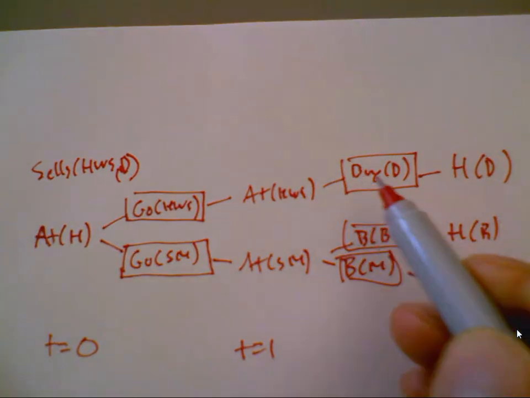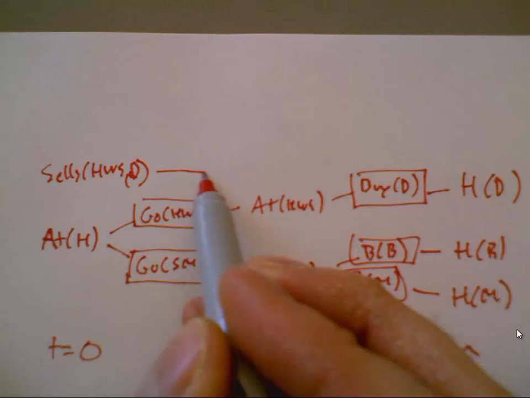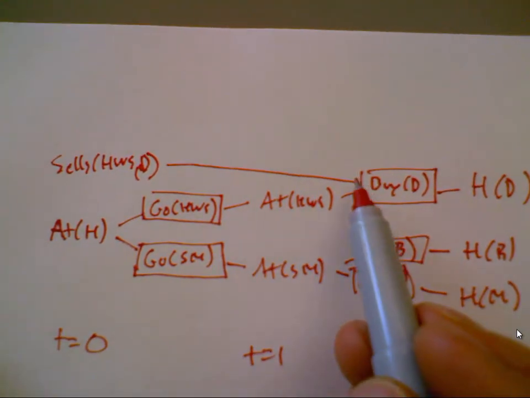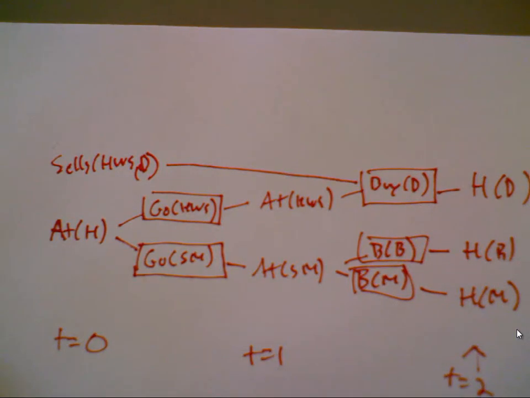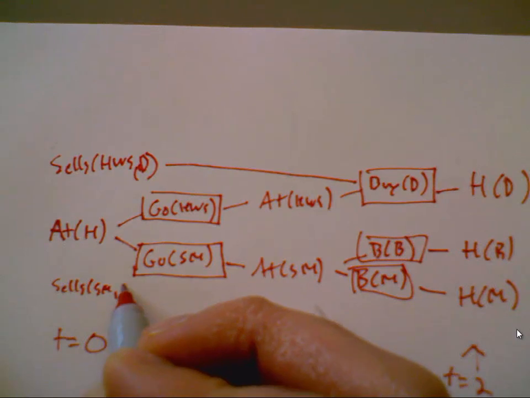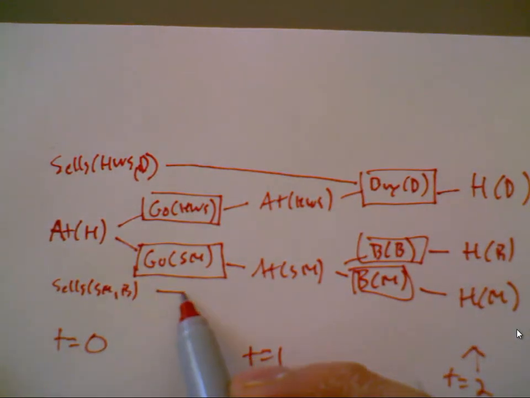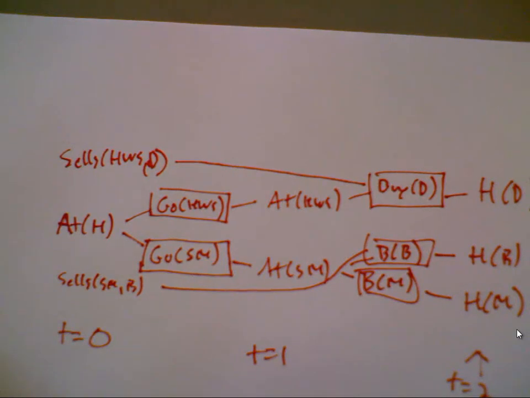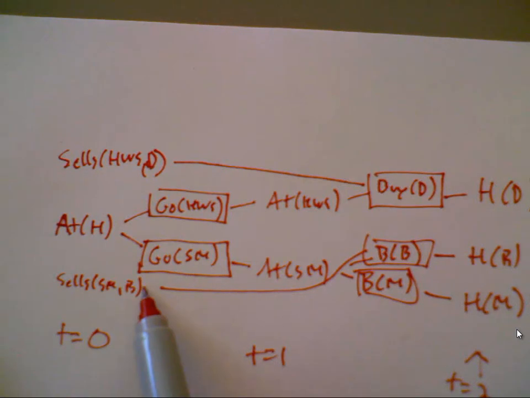I also didn't write down all kinds of other things like sells hardware store drill. That's a precondition of buying the drill. So you can think of that as having a link here. And sells supermarket bananas. You can think of that as having a link there. Now, am I allowed to draw a link across time here?